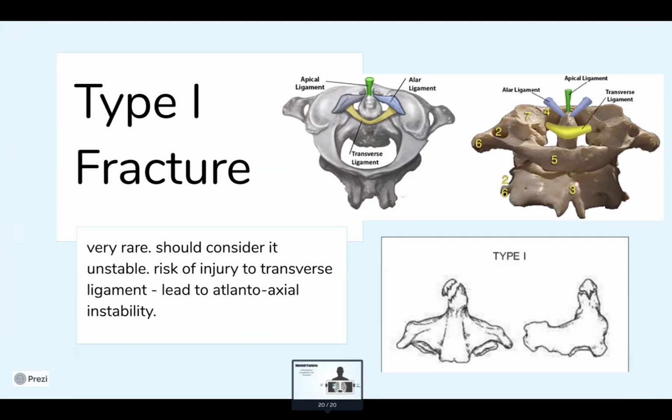So type 1, if you imagine the actual dens, the pointy part of the actual axis, is a place of attachment for a lot of major ligaments. It's very rare if it just involves the tip of it. So type 1's very rare. Risk of injury really depends on whether there's involvement of the actual transverse ligament, because then that can lead to atlantoaxial instability, and that would prompt treatment.